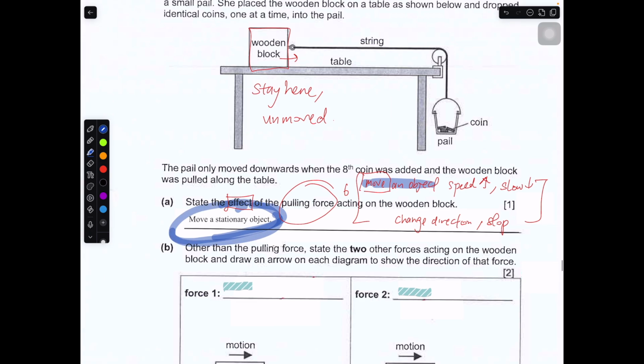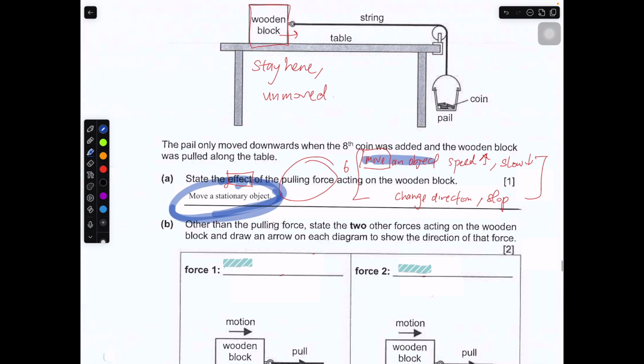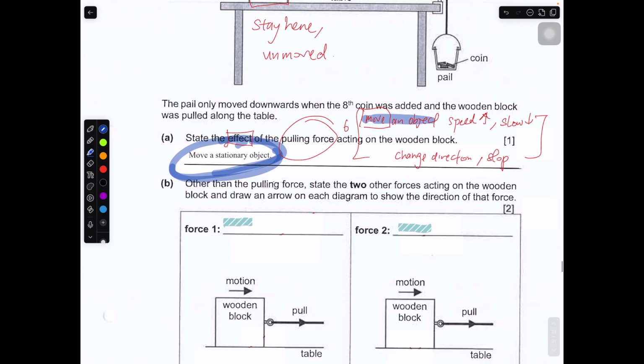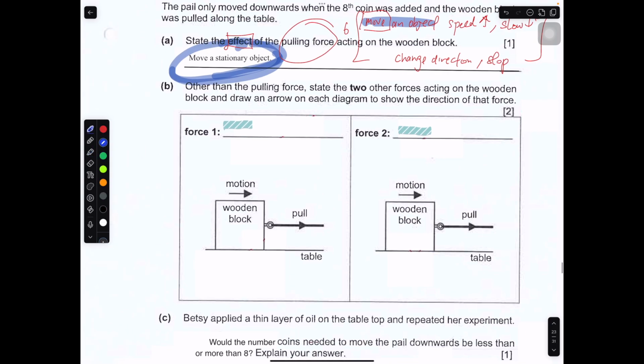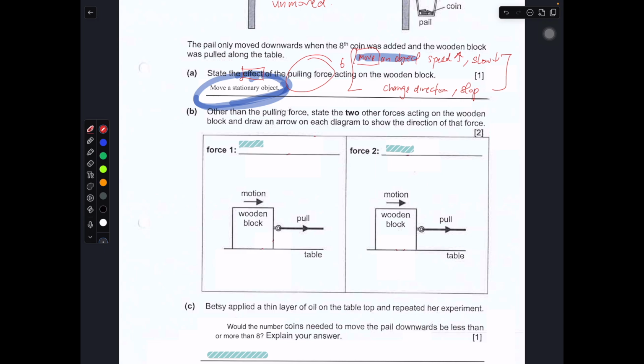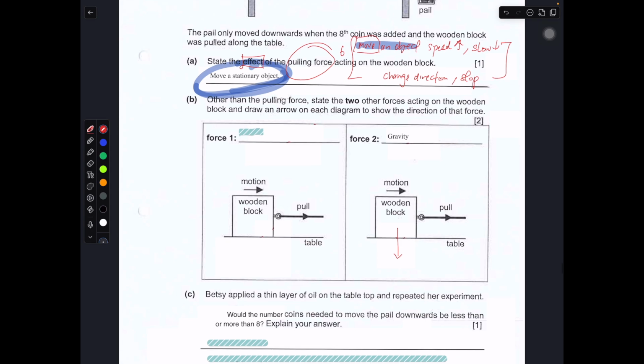Other than the pulling force, state the 2 other forces acting on the wooden block. Draw an arrow in each diagram to show the direction of the force. So first up, as long as you are on Earth, there will always be gravity. Gravitational force is always downwards. So this is how you will represent it in this drawing. Let's draw a downwards arrow.